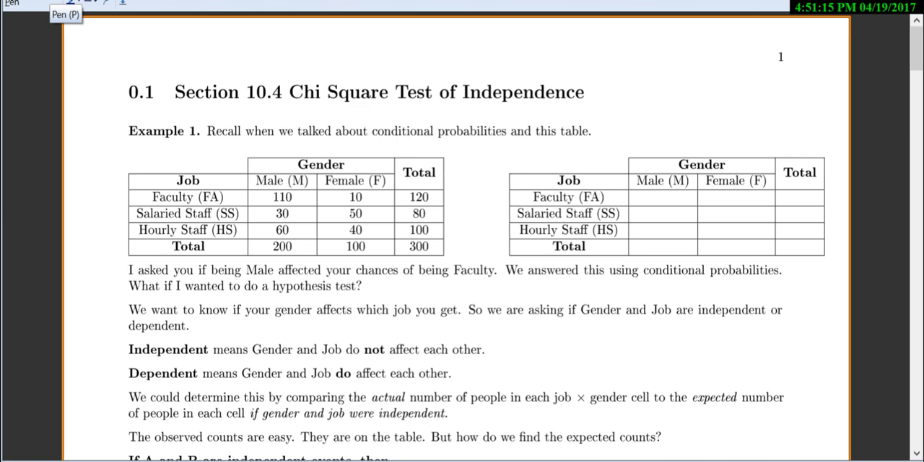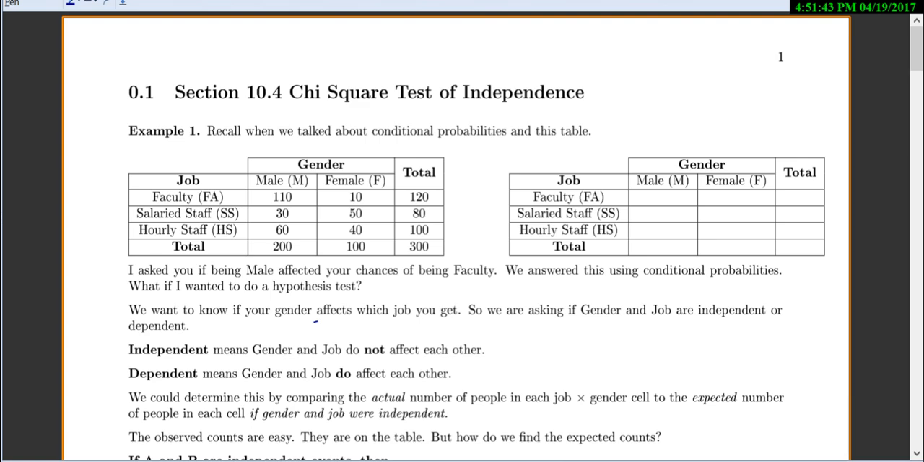And I wanted to know if being male affected your chances of being faculty. So I want to know if it was a little biased towards the males. We answered this using conditional probabilities, but we can actually do an official hypothesis test to answer this. So again, we wanted to know if your gender affects which job you get. So we're asking if gender and job are independent or dependent. To refresh your memory, independent means gender and job do not affect each other. Dependent means gender and job do affect each other.